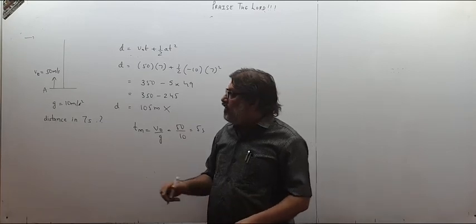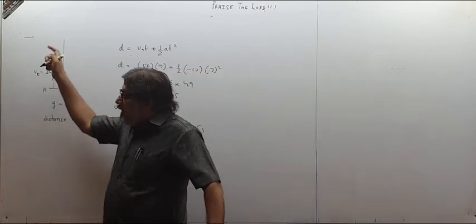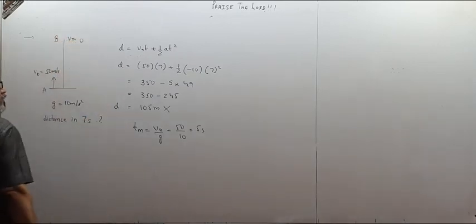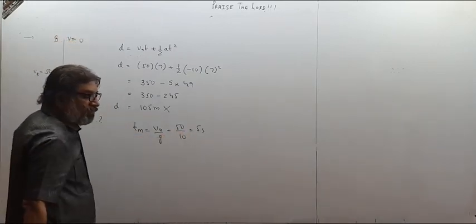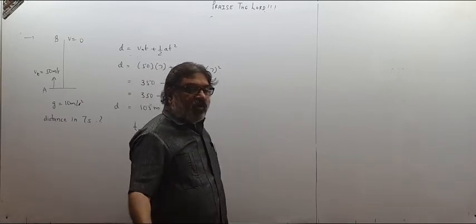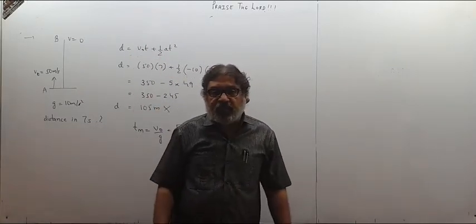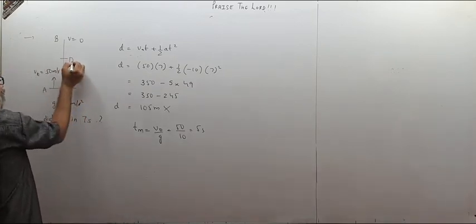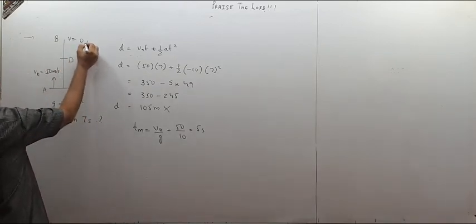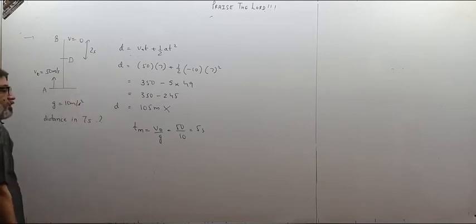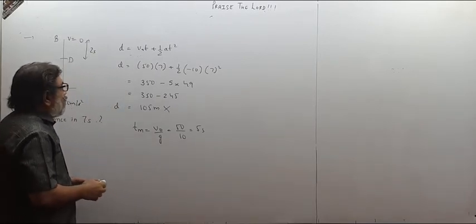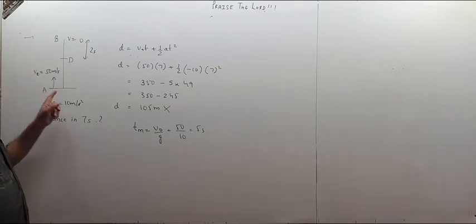That means first you have to see how much distance from going from A to B. Supposing B is the topmost point where velocity becomes 0. In 5 seconds it will reach over there. And in the next 2 seconds, how much distance it has fallen, that we have to see. Supposing it starts falling in the next 2 seconds and it reaches point D over here. It falls for 2 seconds. How much distance is covered? BD. So total distance will be A to B plus B to D.